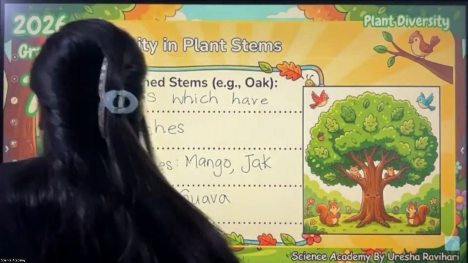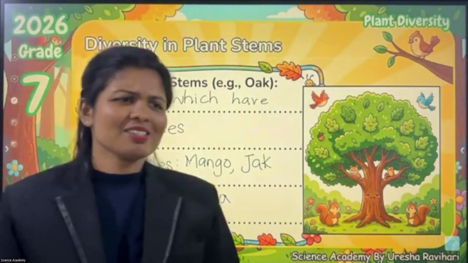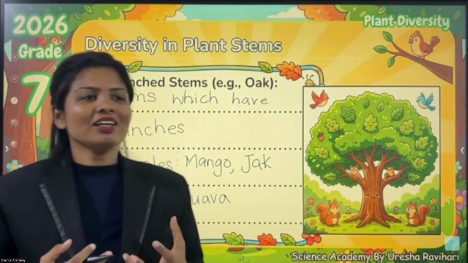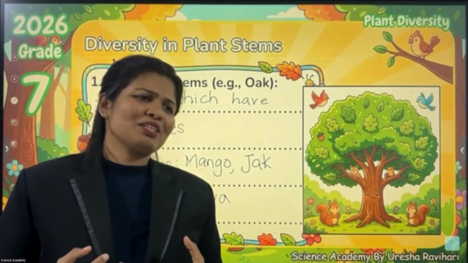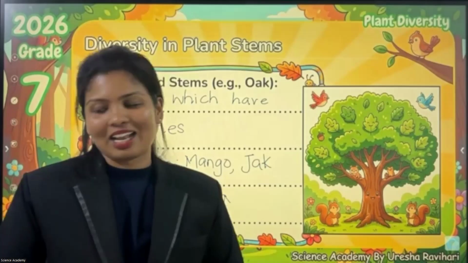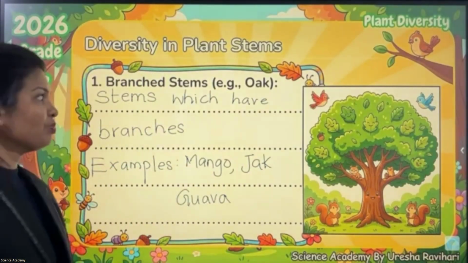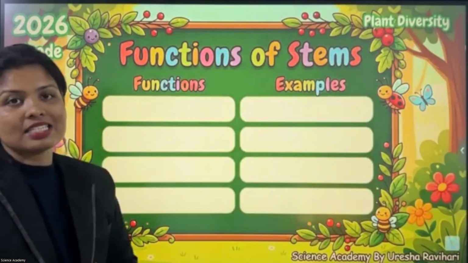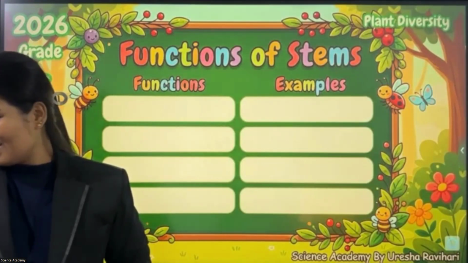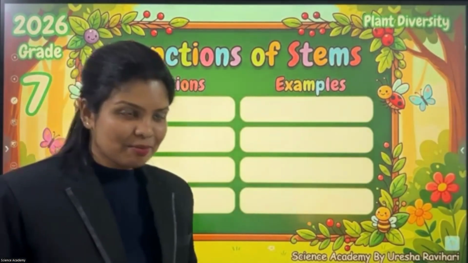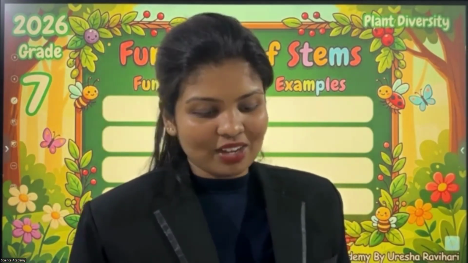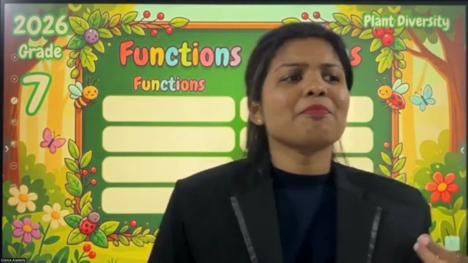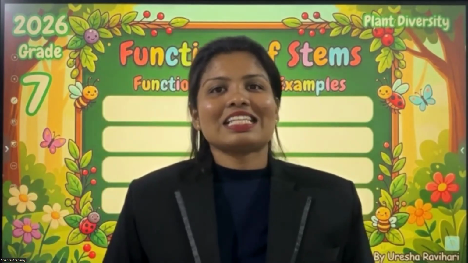Now, children, we are going to discuss about diversity of the plant stems and the functions of that. Let's move then. Here we go. Functions of stems. Children, here I have given kind of a table in page number 8. First of all, you can write the function and you can write the example for that relevant function. So, what is the main function of stems?